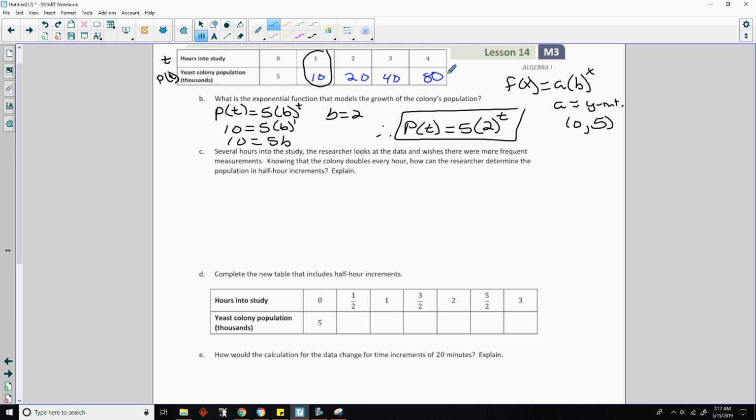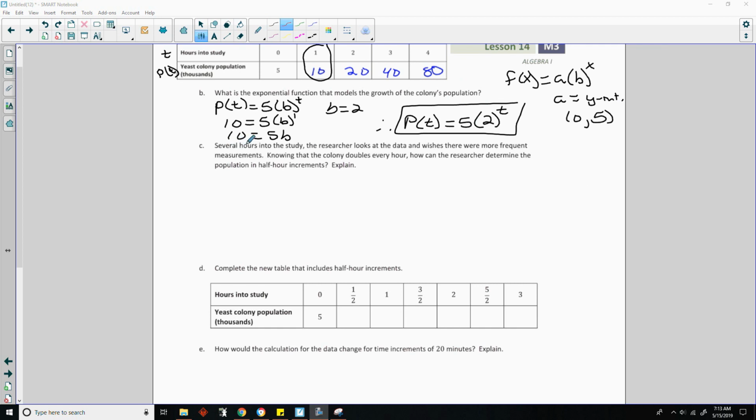And then we can always check our solutions. So if I put a 4 in here, 2 times 2 is 4, times 2 is 8, times 2 is 16. 16 times 5 is 80. And we have 80 here. So that checks.